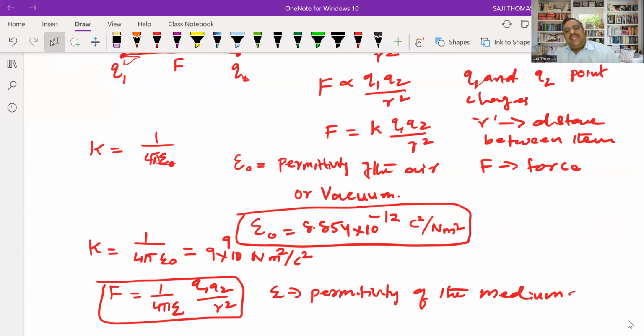Now, if the distance between the two charges is doubled, what will happen to the force? You know, F is proportional to 1 by R square. So, in this case, the new force F dash will be proportional to 1 by 2R the whole square. So, the force becomes 1 by 4 times, right?